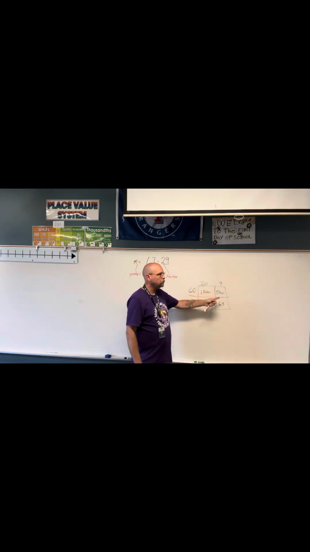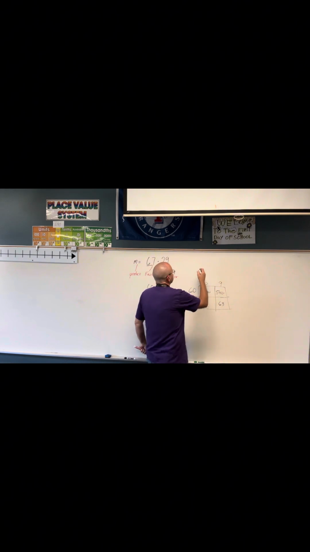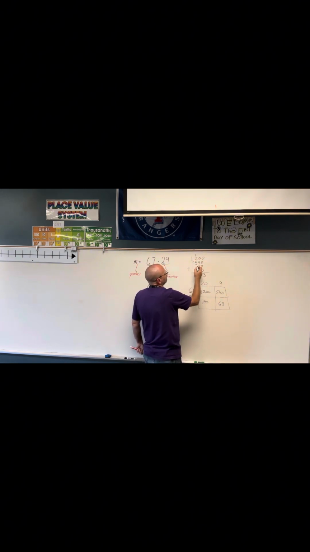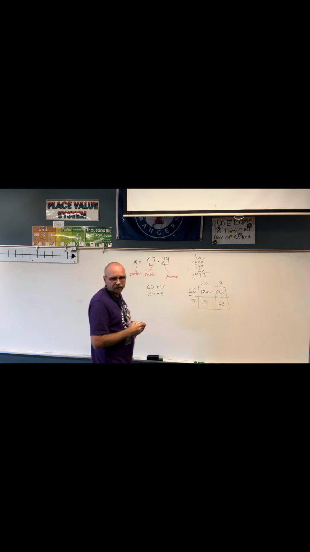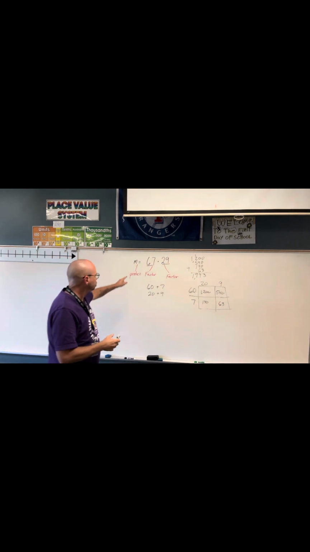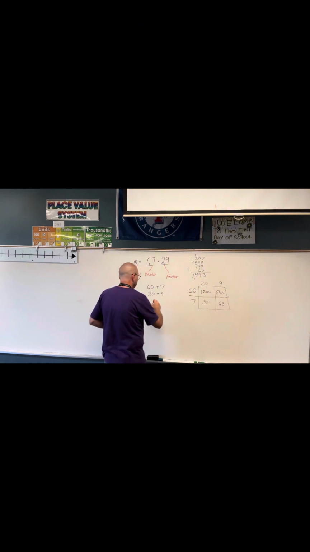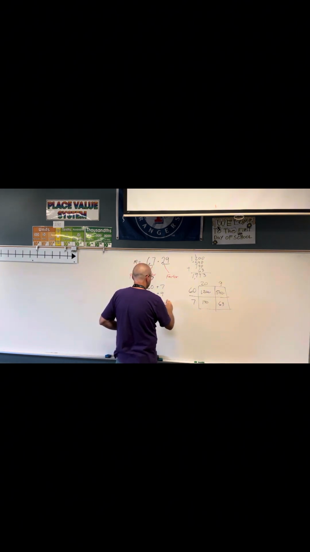Then, once we find these four products, we add those four products together. So we have 1,200 plus 540 plus 140 plus 63. Add these together, I get a 3 here. I have 6 plus 4 is 10, plus 4 more is 14. I have 5, 6, 7, 8, 9, and 1,943 is what I should get, so M equals 1,943, and that is my product.